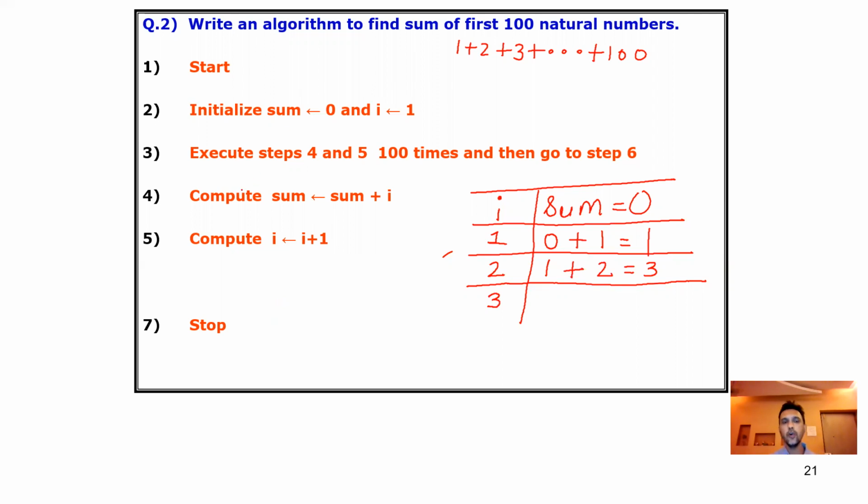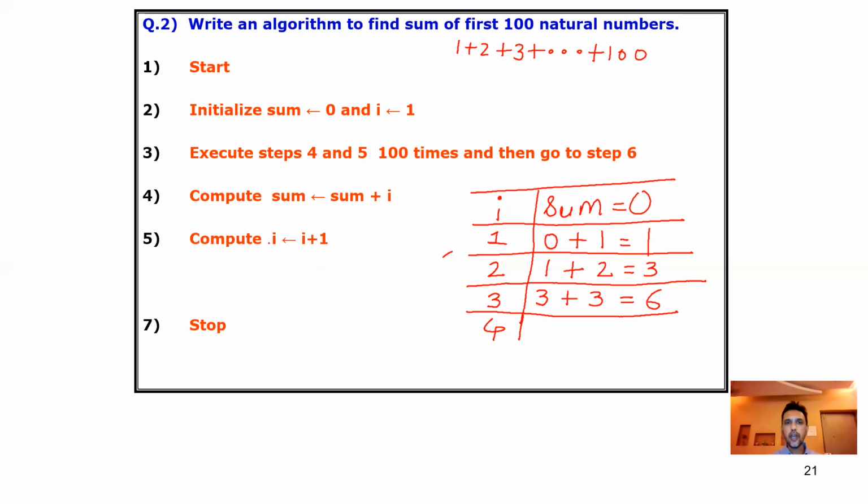Come on, once again, you all will tell with me. Sum equal to, come on, tell me. 3 plus 3 is equal to 6. Very good. Sum is equal to old sum, which is 3, plus I, which is 3, which is equal to 6. So the new sum is 6. I is equal to I plus 1, and that is equal to 4.